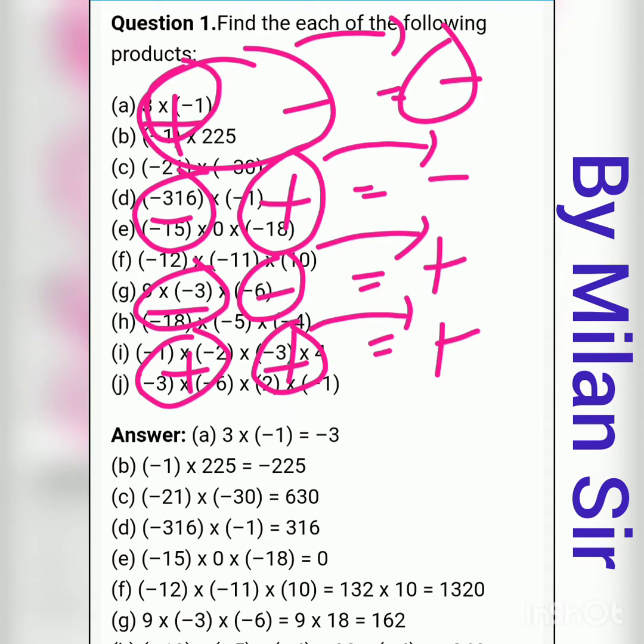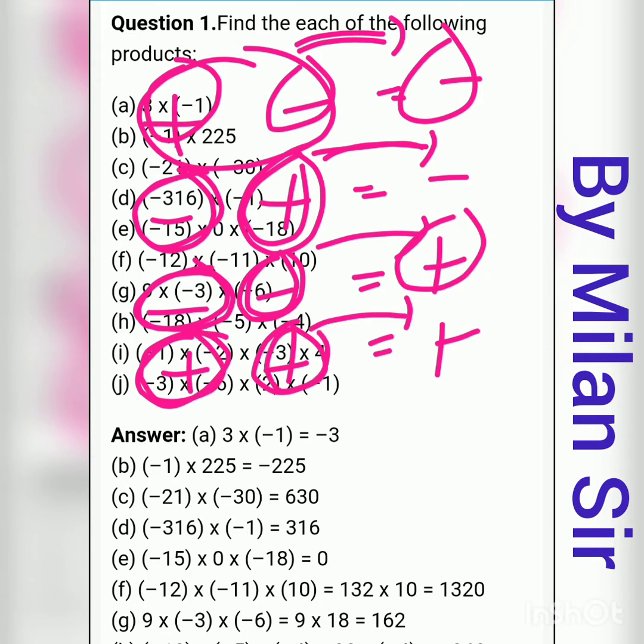Here different sign, plus minus, here also different sign, minus plus. So in both cases we need to put a minus sign. Here minus minus, both have the same sign, so positive sign. Plus plus, both have the same sign, so plus sign.